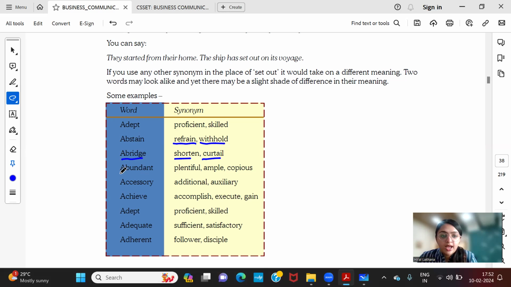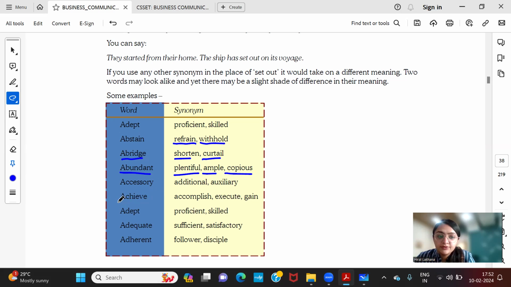Now, next up, we have abundant. So as we all know, abundant means something in excess or something that is a lot. So all of these words mean something that is in excess or something that is a lot. So the other words for abundant can be plentiful, ample, or copious.